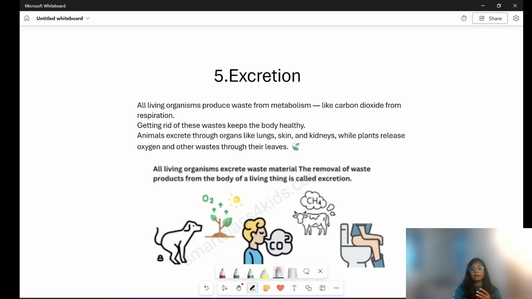In the case of animals, they excrete through organs like the lungs, skin and kidneys, by urinating, sweating and breathing out carbon dioxide. In the case of plants, they release oxygen and other waste through their leaves. So let's move to the next characteristic.